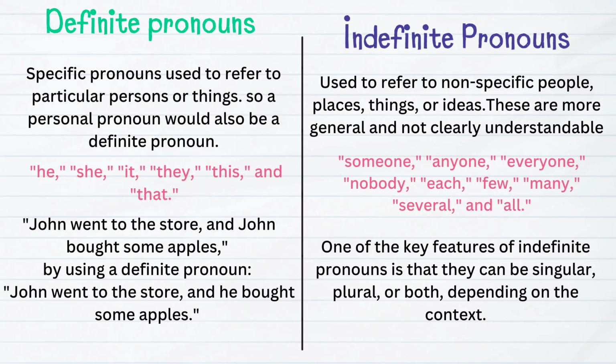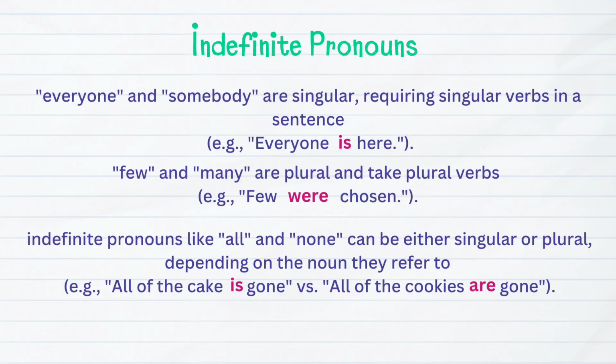In indefinite pronouns, one of the key features is that they can be singular, plural or both depending on context. Everyone and somebody are singular, requiring singular verbs in a sentence. Example, everyone is here. Here, is is a singular verb. Few and many are plural and take plural verbs. Few were chosen. Here, were is a plural verb.